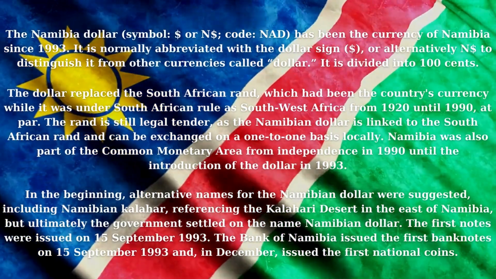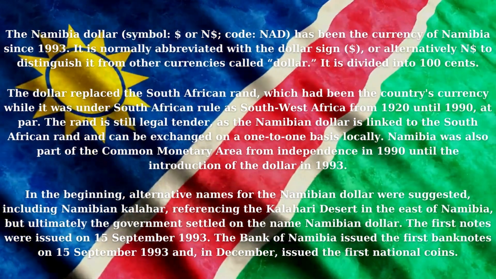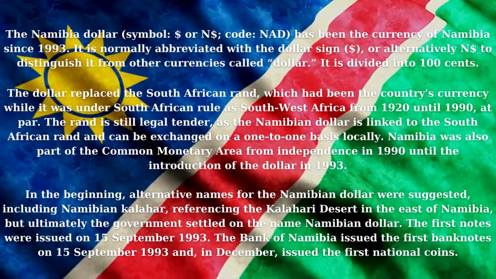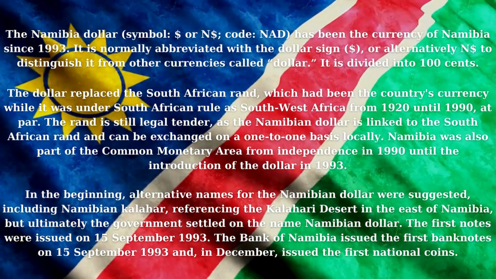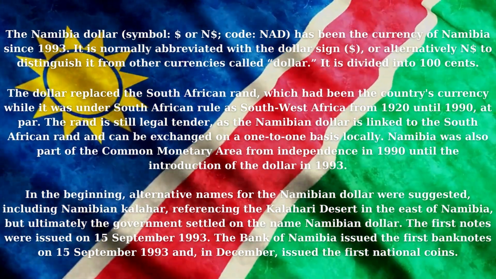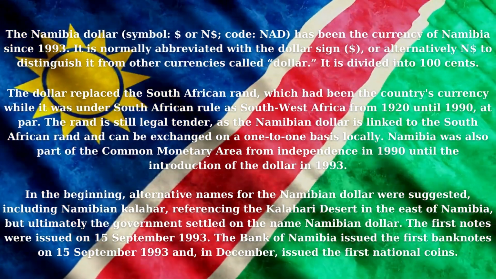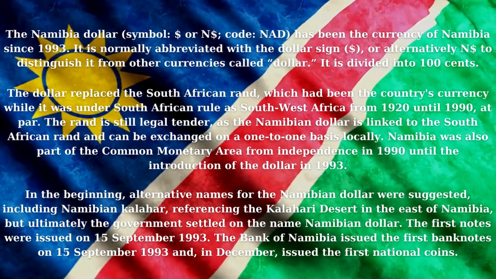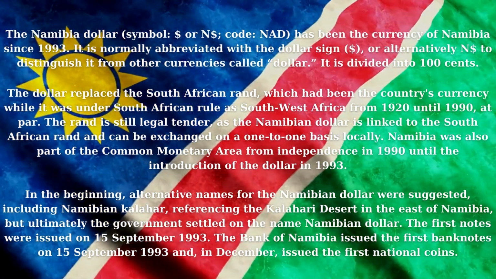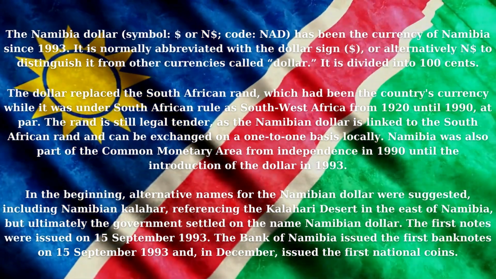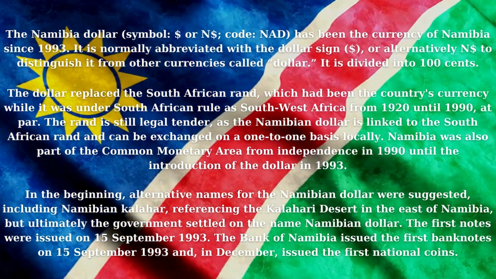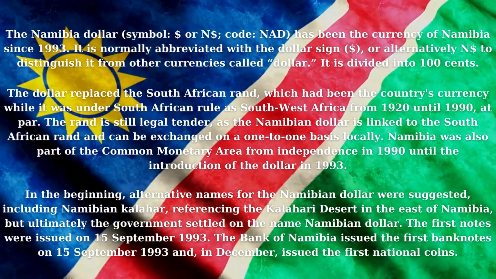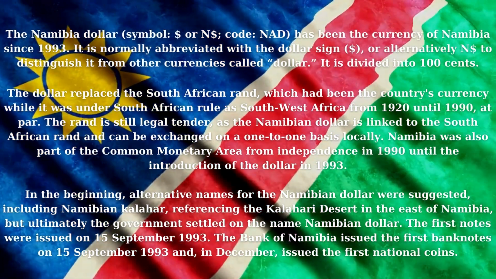The Namibia dollar, symbol dollar or N dollar, code NAD, has been the currency of Namibia since 1993. It is normally abbreviated with the dollar sign, or alternatively N dollar to distinguish it from other currencies called dollar. It is divided into 100 cents. The dollar replaced the South African rand, which had been the country's currency while it was under South African rule, as Southwest Africa from 1920 until 1990, at par. The rand is still legal tender, as the Namibian dollar is linked to the South African rand, and can be exchanged on a one-to-one basis locally.